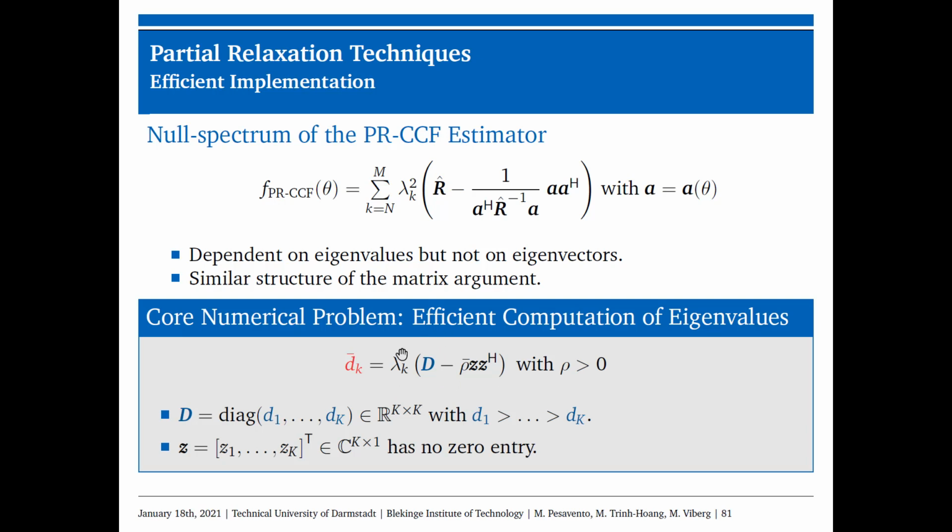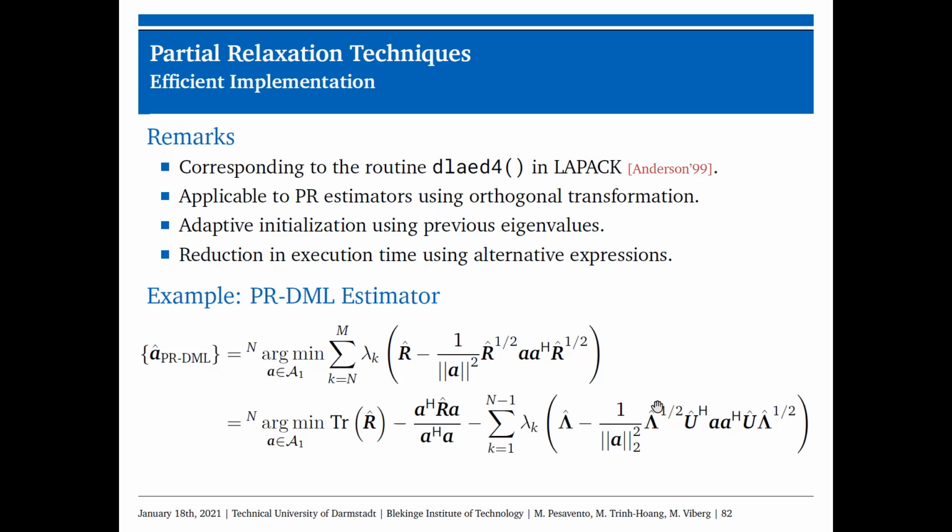Without loss of generality, we can assume that the constant Hermitian matrix is a diagonal matrix, and the rank 1 component is denoted here by this term. This problem is also called the eigenvalue decomposition of a rank 1 modified Hermitian matrix. This core numerical problem can be solved efficiently using the rational approximation method, and one implementation has been included in the well-known LAPACK library. To further accelerate the computation, we can exploit two additional remarks here.